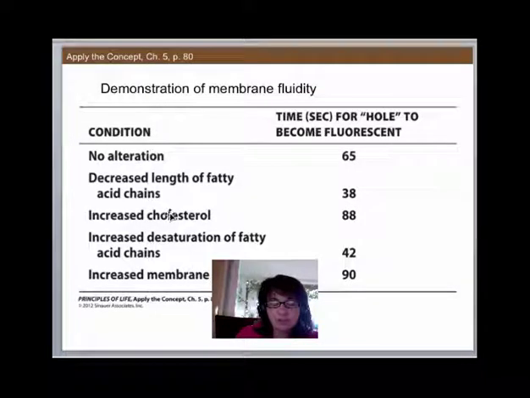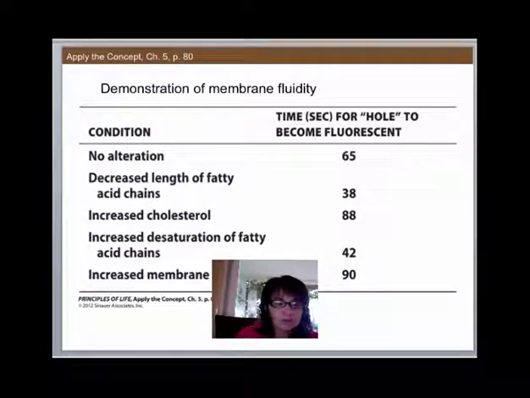If you increase the cholesterol, it's actually less fluid at normal temperatures. If you increase the saturation of the fatty acids, remember, that makes them stiffer, they want to seal up, they don't have as much wiggle room. And if you increase the protein content, it really slows things down. They don't close up that hole very quickly.